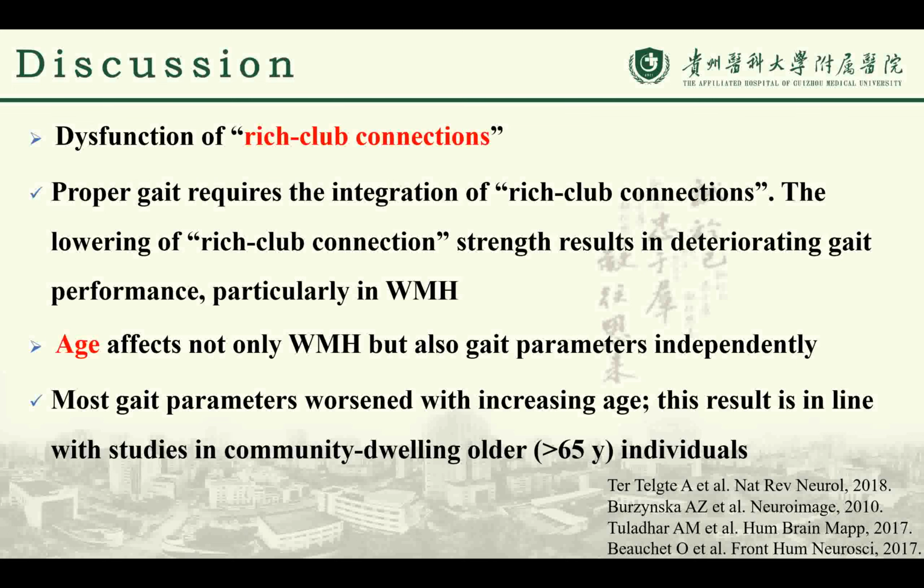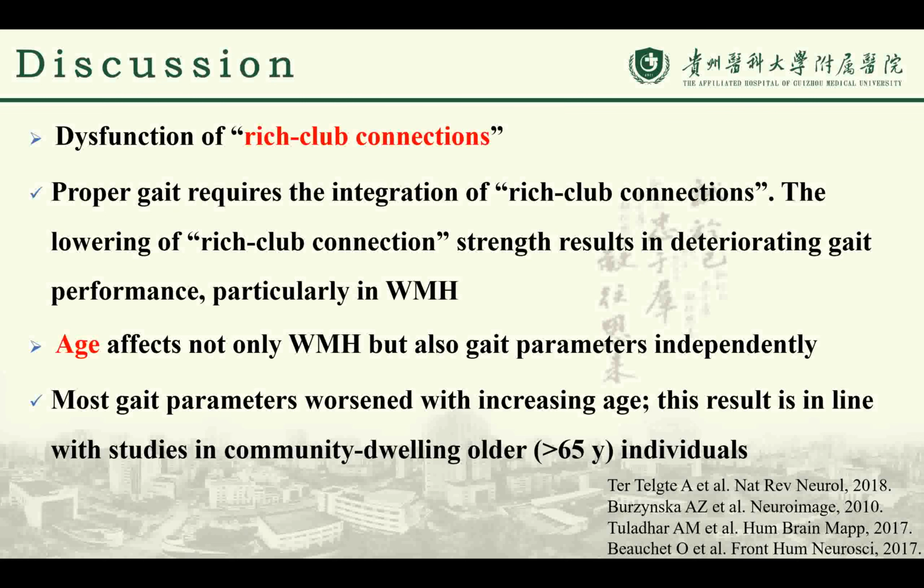White matter is largely composed of myelinated axons. The myelin insulates the axons to increase the speed of electrical signal conduction. The extent to which the brain can efficiently transfer information between regions depends on the integrity of white matter. Proper gait requires the integration of rich club connections. The lowering of rich club connection strengths results in poorer gait performance, particularly in WMH.